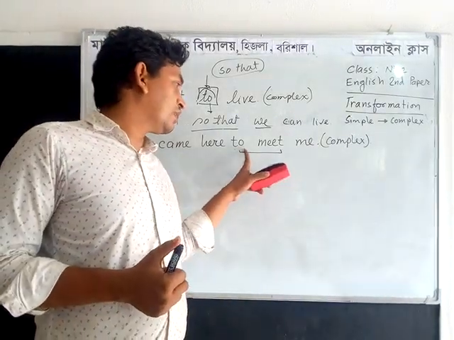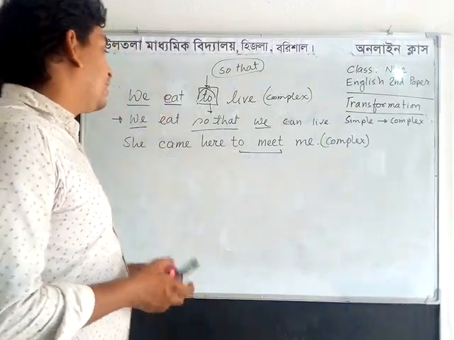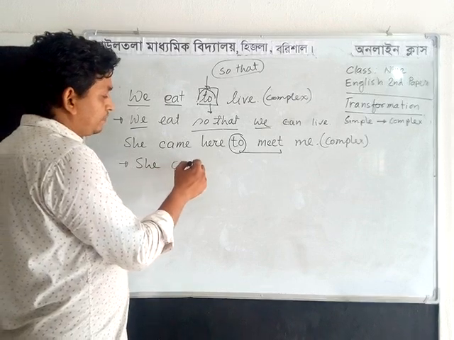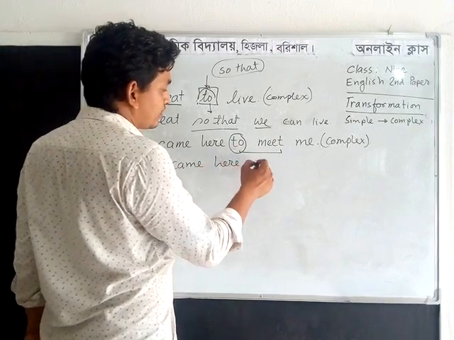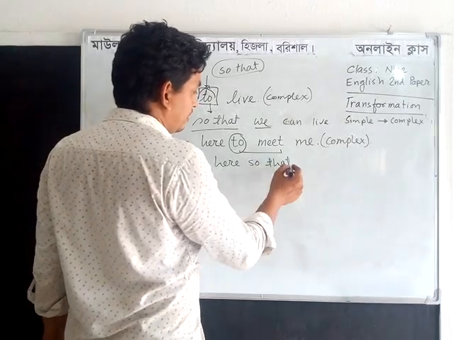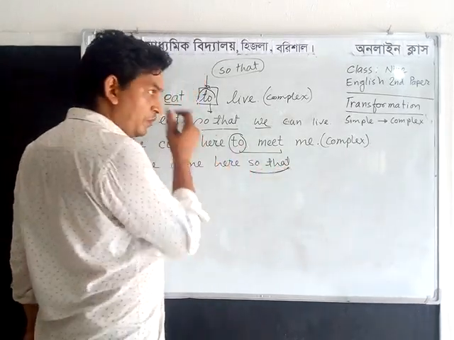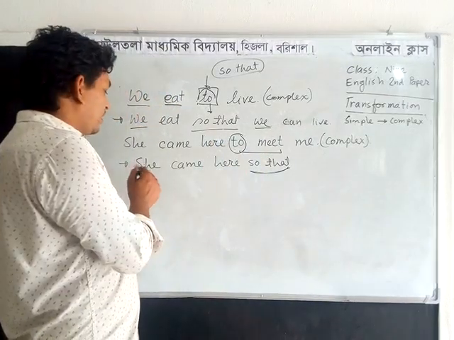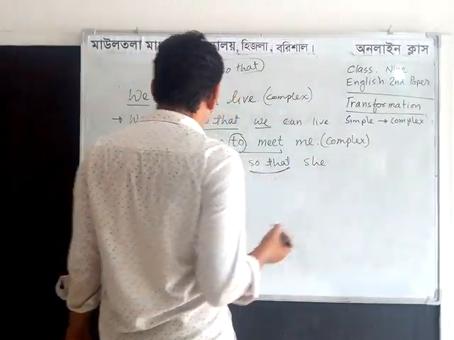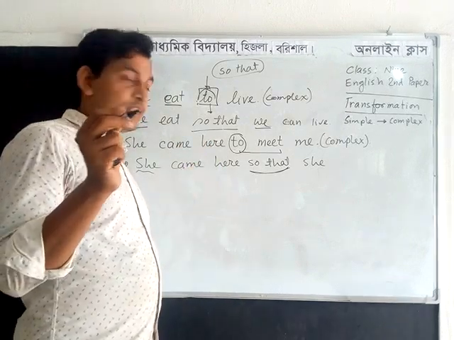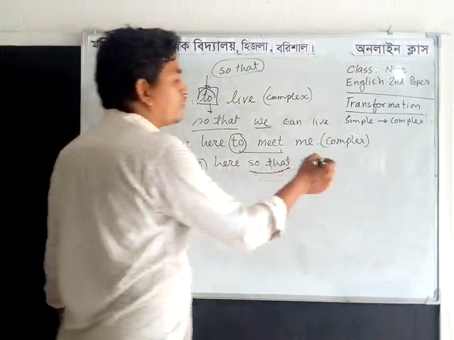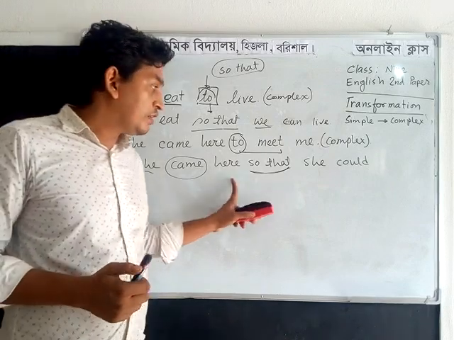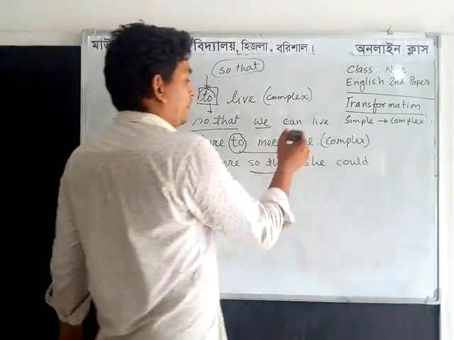We also call it the infinitive form. That's why here, as there is to, we have to use so that. She came here so that. This so that actually comes from to, because it indicates the purpose. She came here so that, then I have to write the subject. Here the subject is she, so I write she. She came here so that she, then I have to write the modal auxiliary. As the verb is in past form, I have to write the past form of can. That means I have to use could. She came here so that she could meet me.